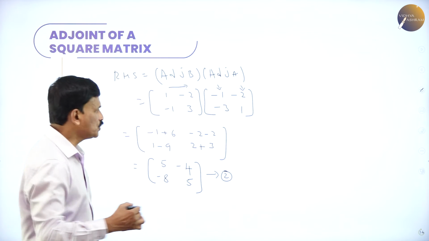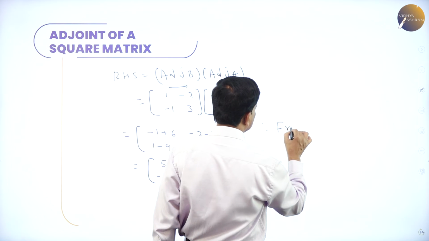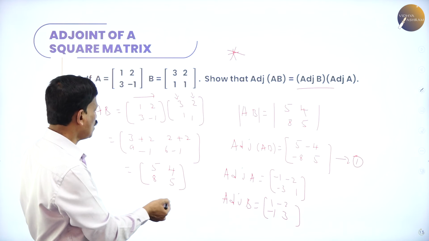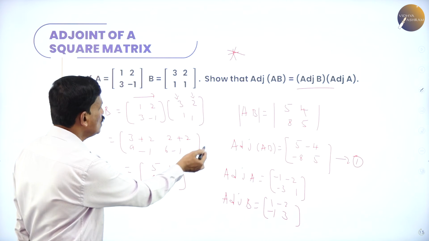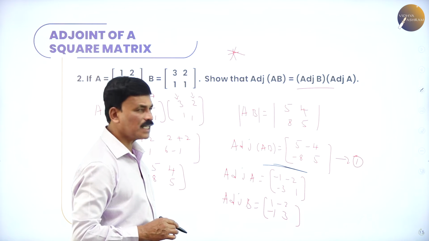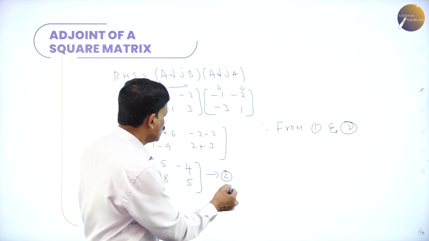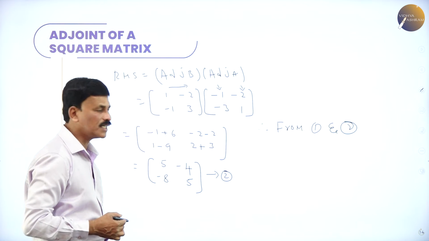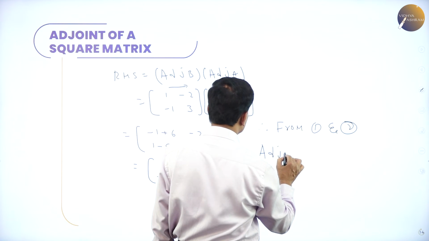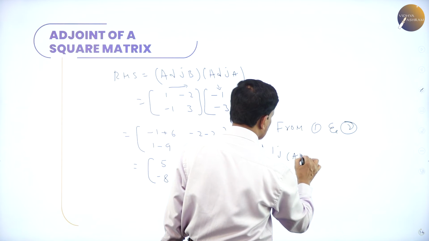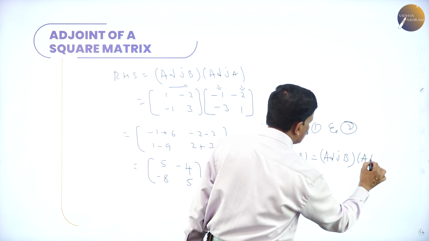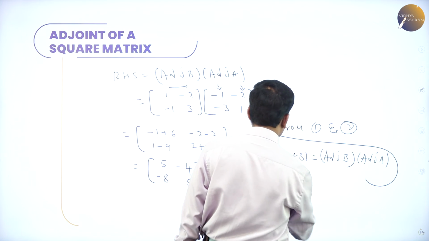Now, verify from 1 and 2. See from 1 and 2, what LHS do we have? In the LHS we have adjoint of AB. This is 5 minus 4 minus 8 5. See, 5 minus 4 minus 8 5 is in the right hand side also. So, therefore, from 1 and 2 we can say that adjoint of AB is also equal to adjoint of B into adjoint of A. This is the final answer.